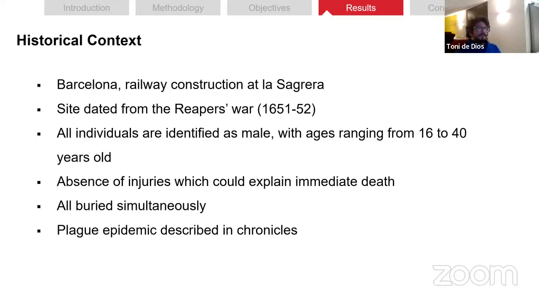Basically, during the construction of La Sagrera station, several burials were found, several pits with a lot of human remains inside. Those pits, using archaeological context, for example coins or the type of uniform that the troops were using, have been dated back to the Reapers' War in the context of the Thirty Years' War. Basically, the Principality of Catalonia rebelled against the Castilian crown, and there was a big fight. They besieged Barcelona for 2 years, and at the end, the Catalan troops surrendered.